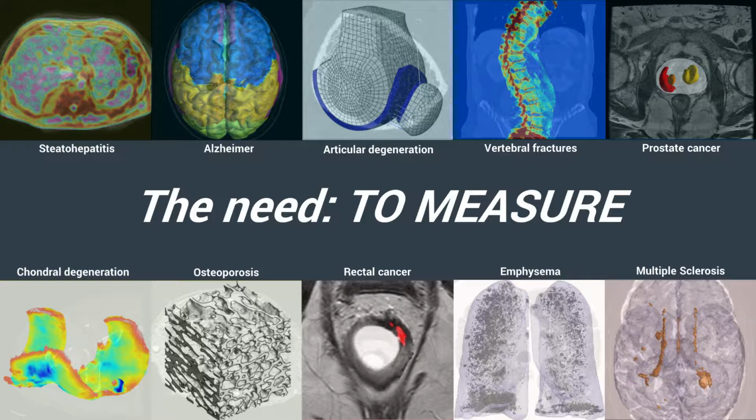For example, in the first image, after calculating the fat within the liver, we found that we have a high liver fat concentration, which could progress to cirrhosis. Or in the second case, when we measured the volumes of the different regions of the brain, we found that we were dealing with a patient with Alzheimer's. So we found the main need of the radiological department, which is the need to measure.